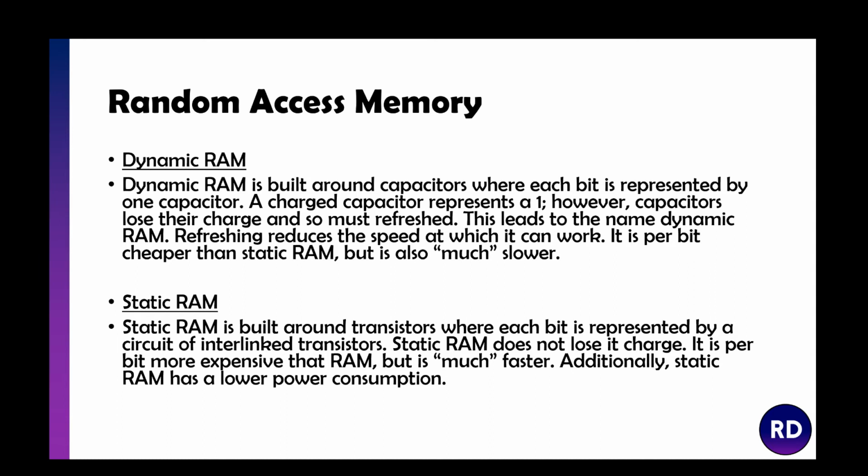Now, static RAM is built around transistors, where each bit is represented by a circuit of interlinked transistors. Static RAM does not lose its charge. However, it is a lot more expensive, it's much faster, and it also doesn't use as much energy as dynamic RAM. If you think about a stick of RAM for 4 gigabytes, that can cost you as little as £20 to £30, maybe like $50, whereas static RAM is a lot more expensive.